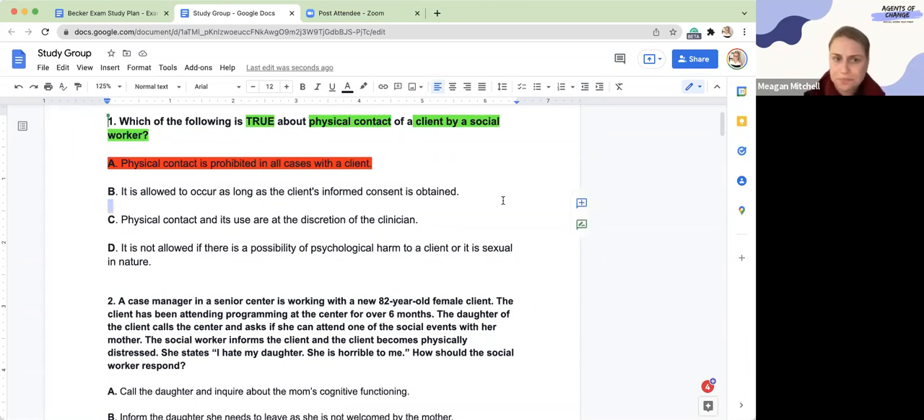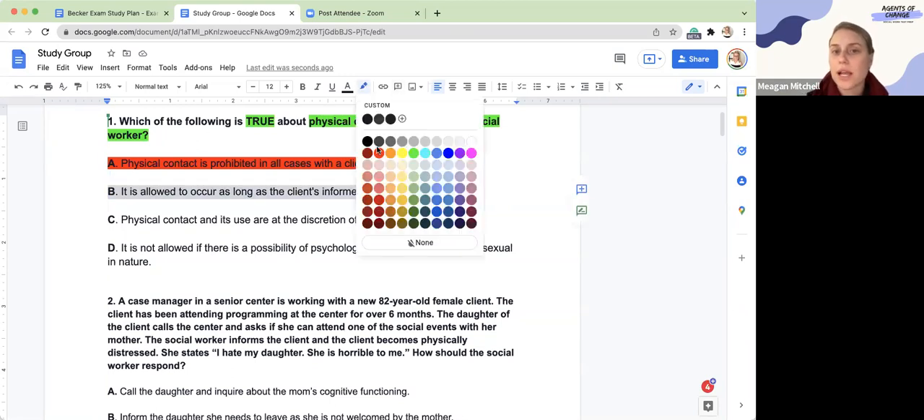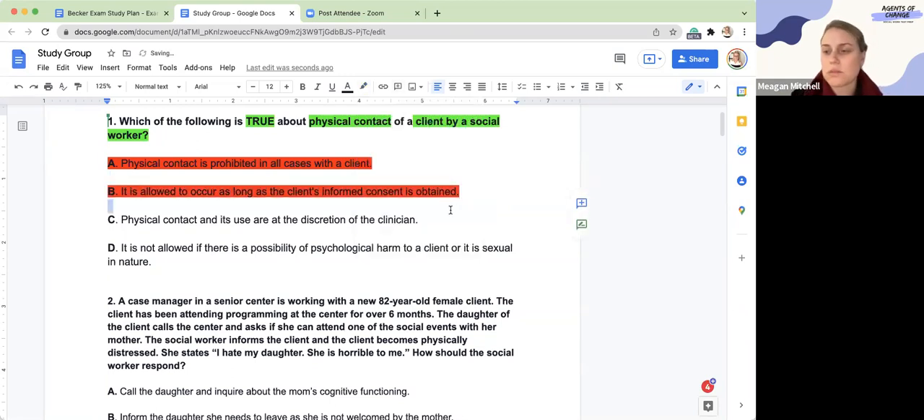Let's see what else. Answer choice B. Yes, someone said fist bumps, right? If you're in a school, you might fist bump. You might get a high five. That is physical contact. That would not be prohibited. It has to be appropriate. B, it is allowed to occur as long as the client's informed consent is obtained. That is not true, because what would happen if the client said, sure, you can touch me? What's problematic about that?